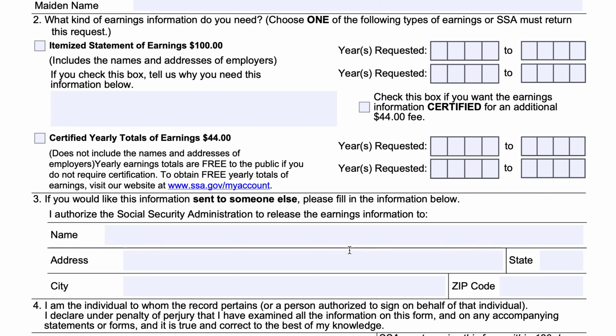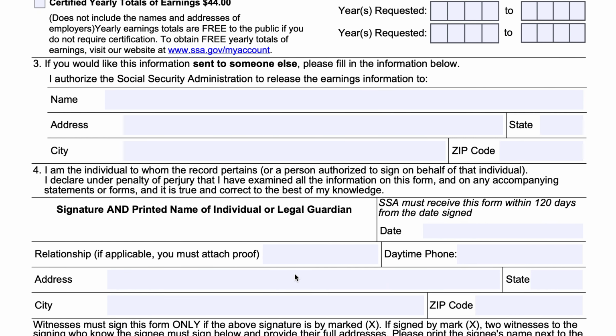In section 3, if you want this information to go to someone else, then complete that third-party information field below. Section 4, you are declaring under oath, under penalty of perjury, that you are the person or the legal guardian of the person that is requesting earnings history. So you're signing this here, and you're dating this form. Please note that the Social Security Administration must receive this form within 120 days of the dates of signature.